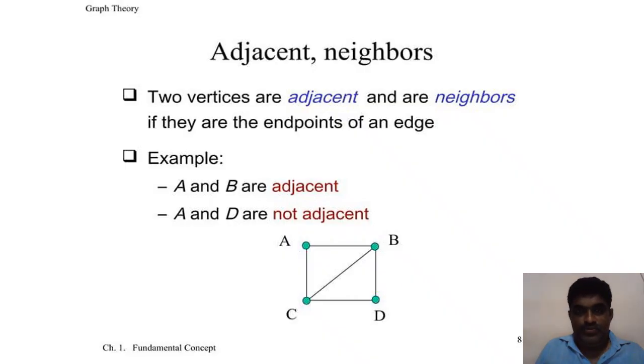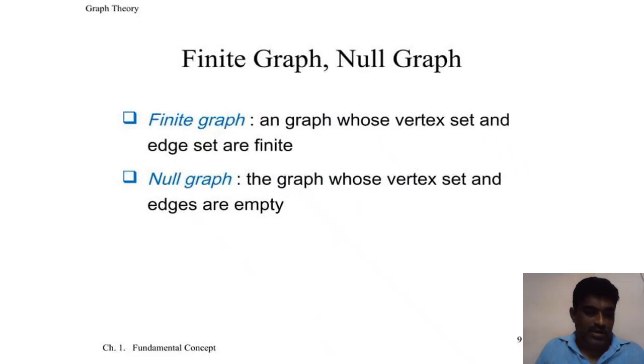Next, move to finite graph and null graph. We have covered the basic building blocks and the idea of a simple graph. Now let us look at two more important categories called finite graph and null graph. The definition of finite graph means a limited number of vertices and edges. The edges and vertices are countable. That is called a finite graph.